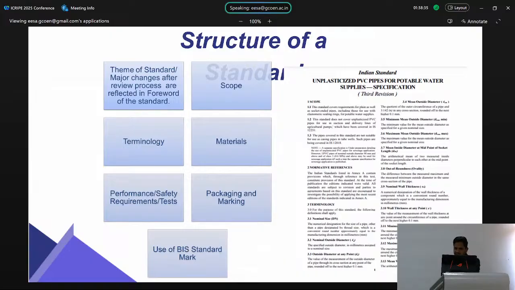Packaging and marking guidelines: how a product shall be packed and marked in order to have a long life, and what should be marked on that product so that the customer clearly understands. For example, if you purchase a PVC pipe, the diameter of that pipe and the pressure class are marked on that product. So it depends upon the product what the marking guidelines are. And then use of BIS standard mark: how the BIS standard mark shall be applied. This is overall what a product standard looks like.